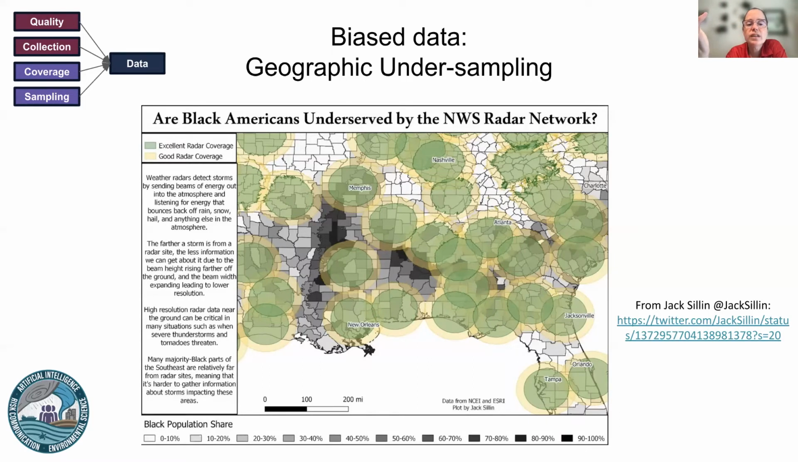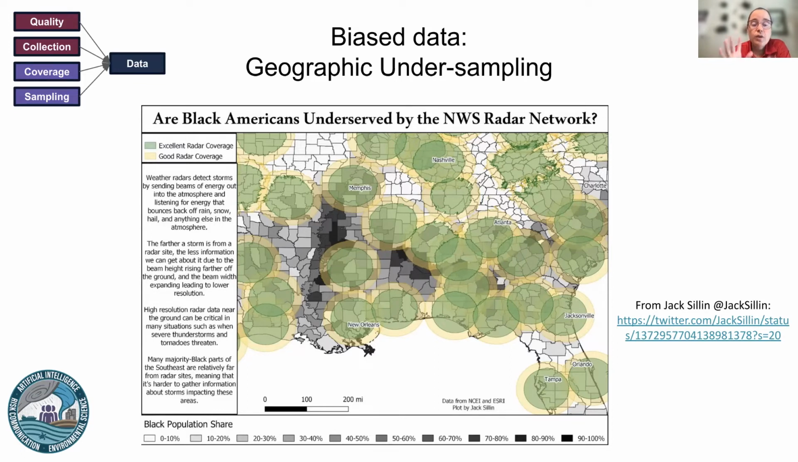Well, if we don't have the measurements, and if we create a machine learning algorithm that relies on super high quality radar data, we are now unintentionally not covering the tornadoes for the counties with the people who are more Black in that county, which means that we're creating a bias that we did not intend to do.